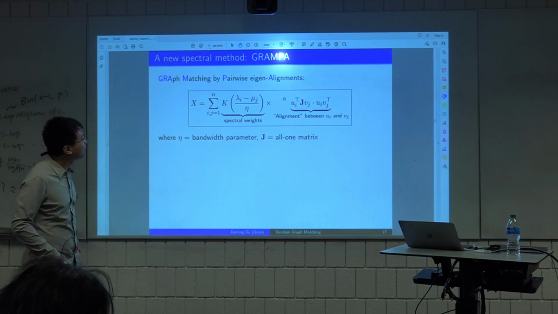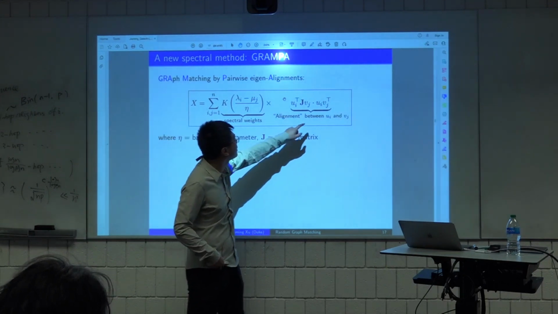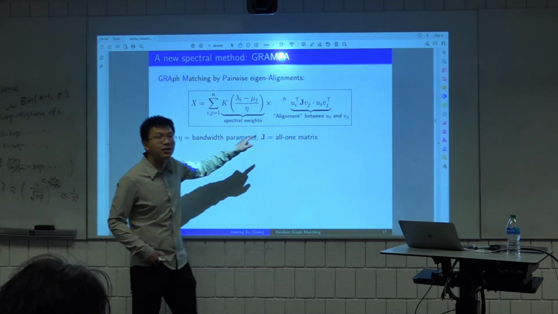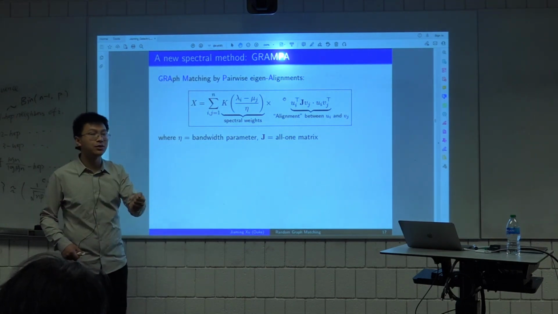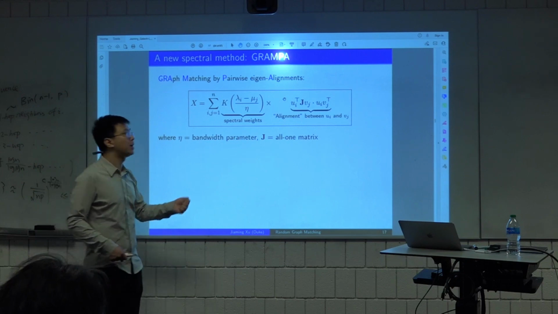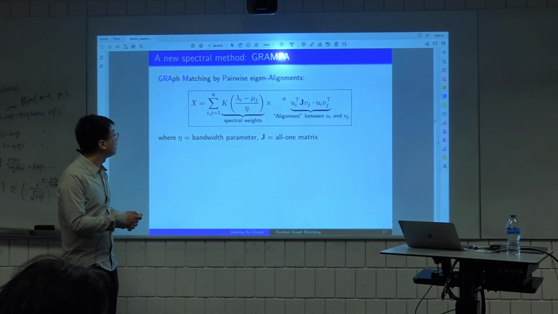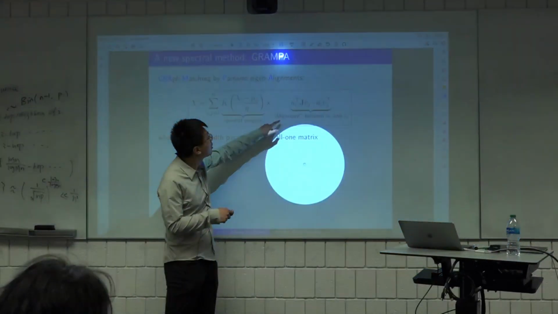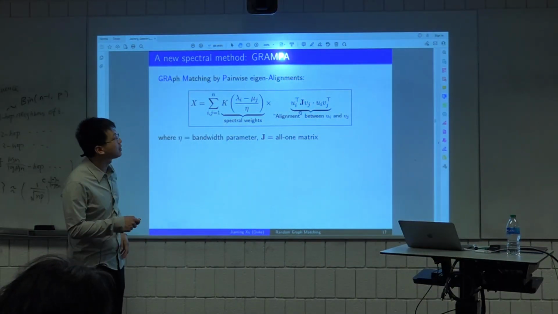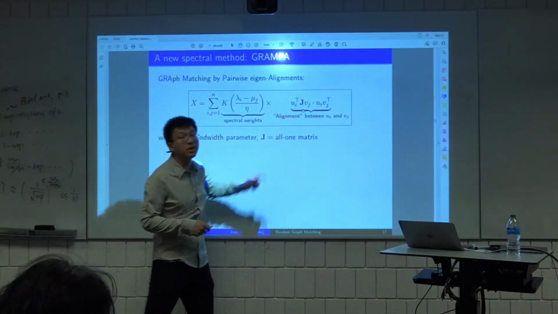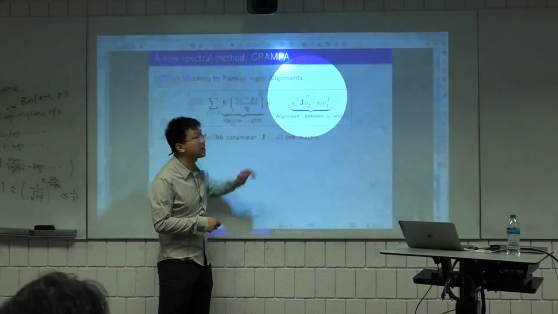So the first important thing is that you can see that we align all pairs i and j. In the previous cases, we only aligned, say, ui and vi, the eigenvectors of the same index. Here we align ui and vj for all pairs. And the alignment is measured by the quality if you project ui and vj onto the all-one vector. This J here is just the all-one matrix. So this is the alignment between the eigenvector part.